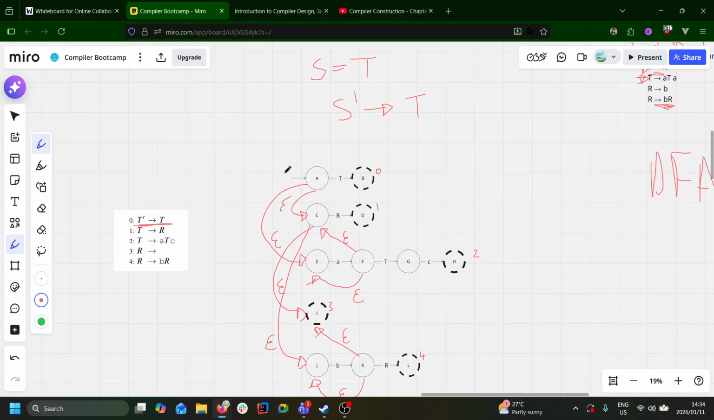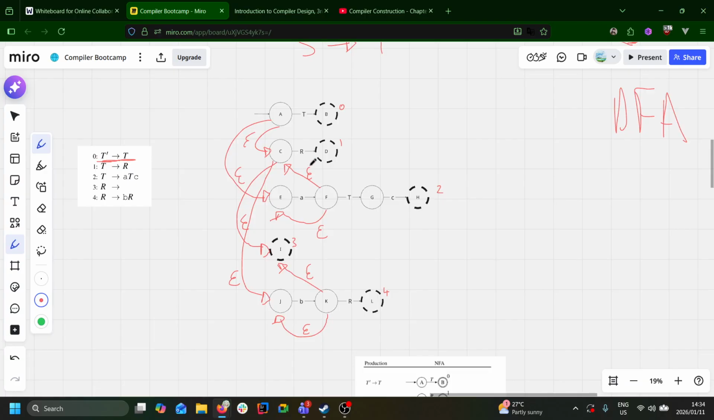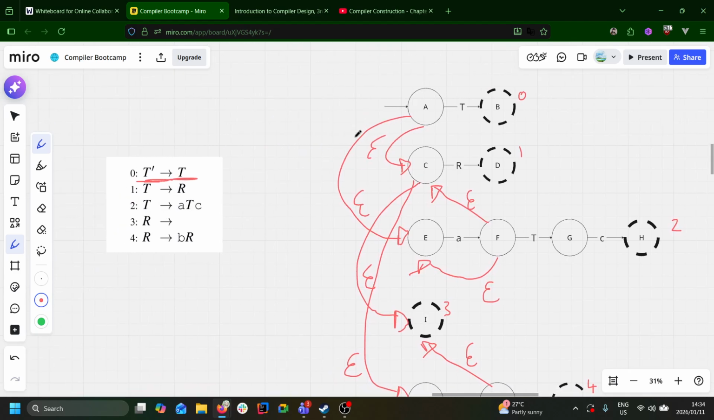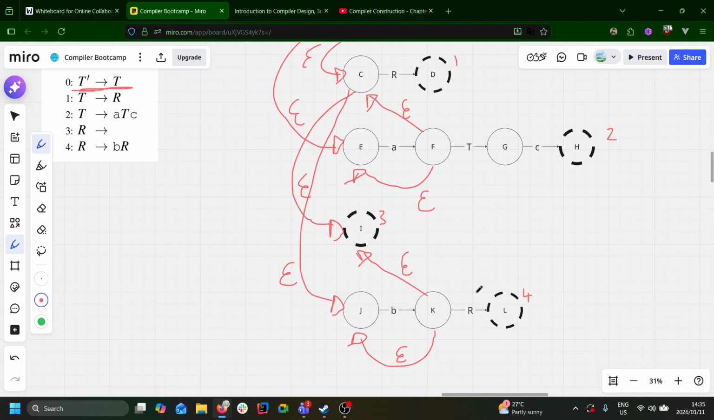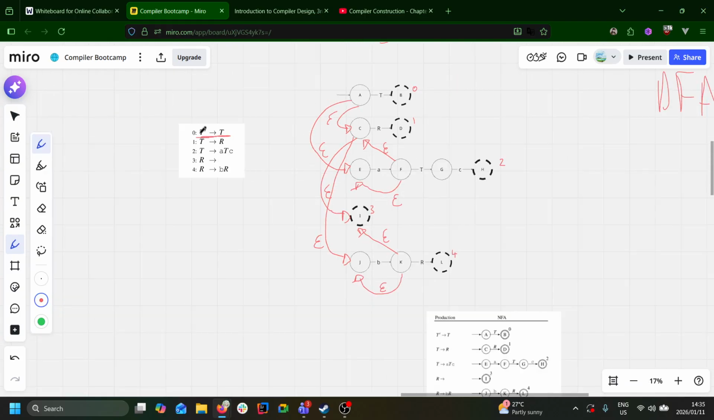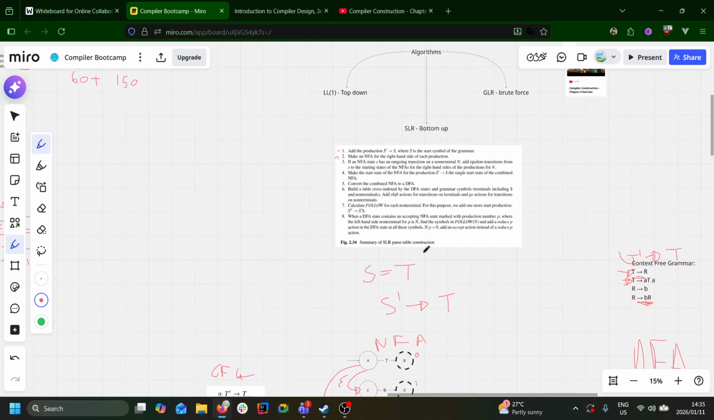Now we have a complete NFA with all the segments connected and with a start state, which is A because it was the first rule. It is the start rule, 0. So this is our start, and we have our accept state. So this over here is a complete NFA. So that is how you convert a CFG to an NFA. And that was step number 3.